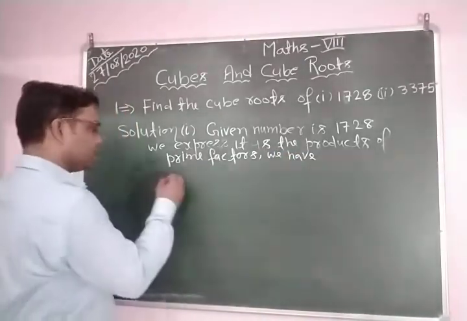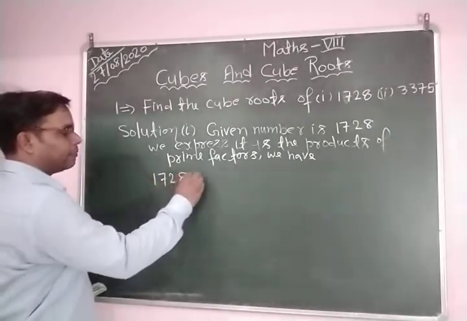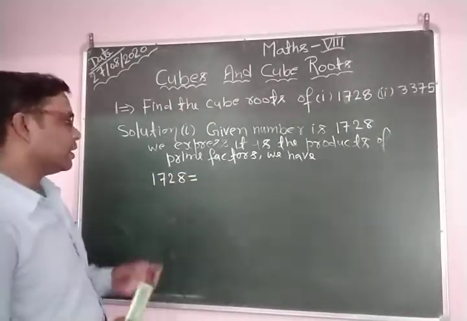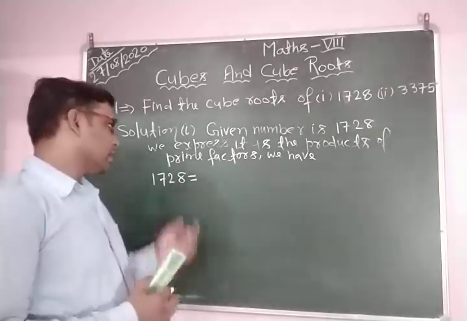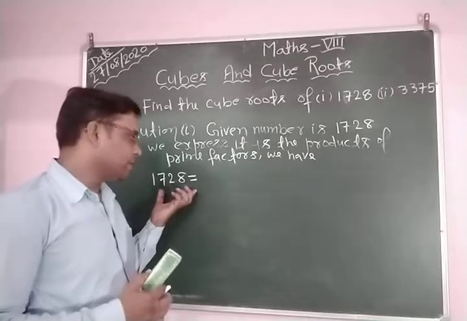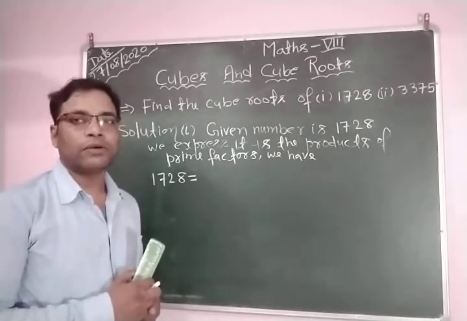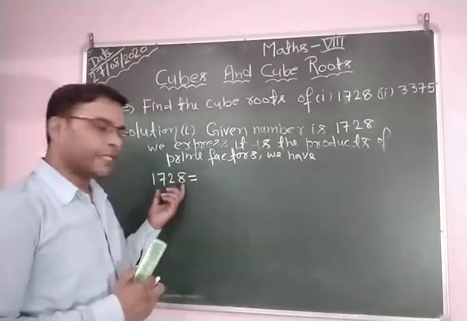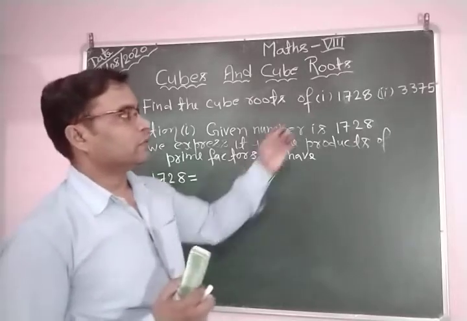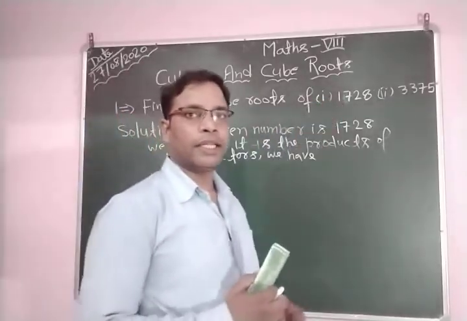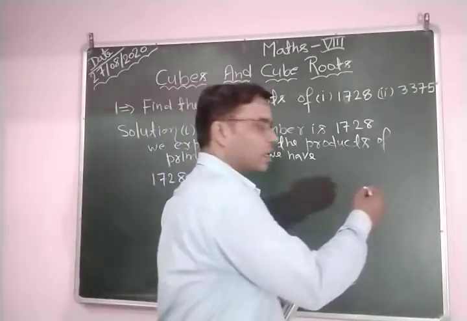So first you write 1728. After this, we express it as the product of prime factors. But how do you know the prime factors of 1728? This is a large quantity, so how do we find the prime factors of this number? We find the prime factors of 1728 by the prime factorization method. Let's see how to do it.